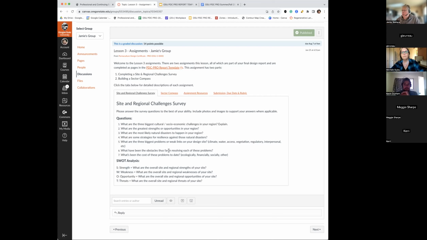Then some of the obstacles that have prevented some of these problems from being resolved, and what has been the cost to date on those. Again, that's another interesting item to look at, and that can really help drive solutions forward. So that, again, is pretty straightforward with the Site and Regional Challenge Survey.